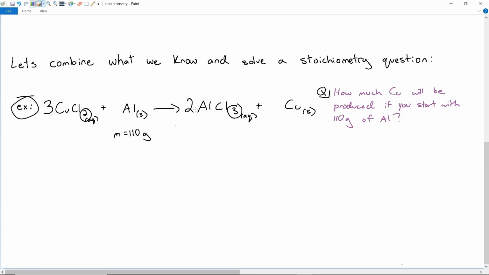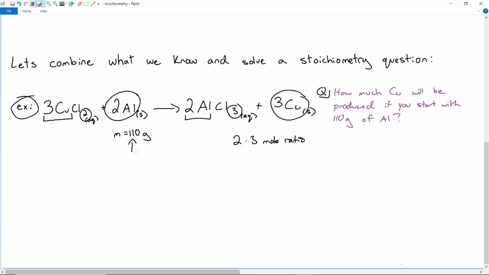However, when I do that, I've introduced a lot more metal into the equation. So I would need to put a 2 on aluminum to balance the amount that I have here, and I would need to put a 3 on copper to balance the amount that I have here. Okay, that looks good. The next step is to think about mole ratios, because if we look at the mole ratios between aluminum and copper, we can see that there's a 2 to 3 mole ratio. So that means for every 2 moles of aluminum that react, I'm going to get 3 moles of copper in my product side.